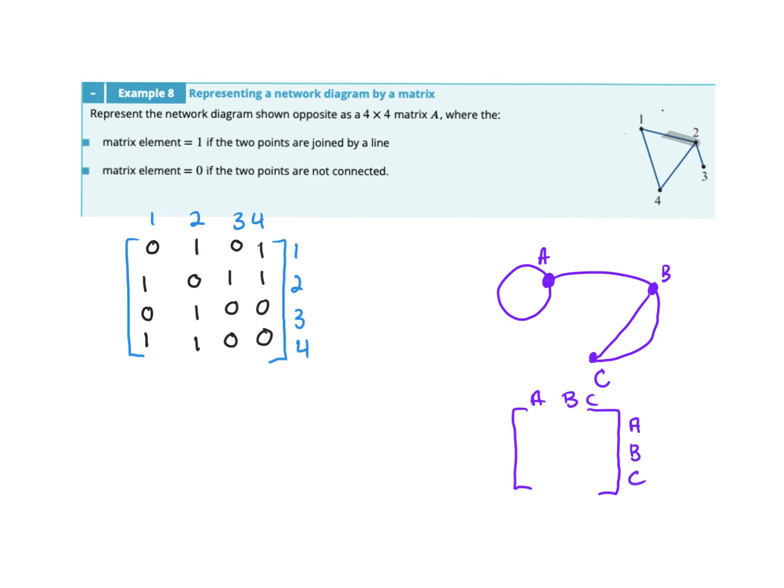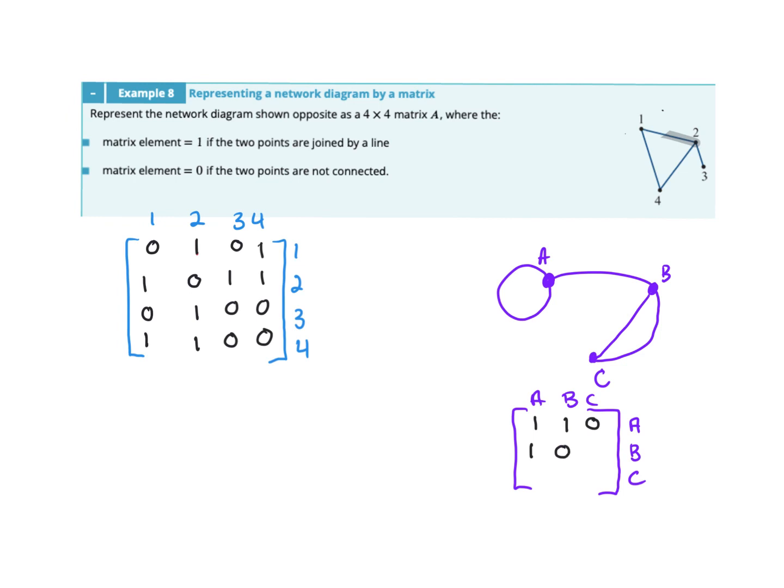Now, back to A, there's 1. See that loop? It's going around and it's going back to itself. So there's 1. And between A and B, there's 1, and there's no path between A and C. If I go between A and B, or B and A, there's 1.